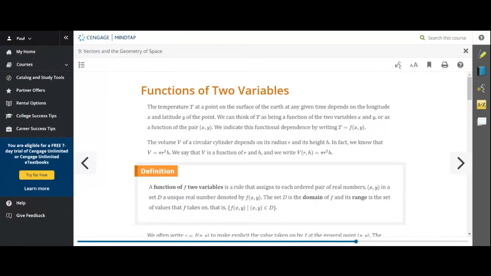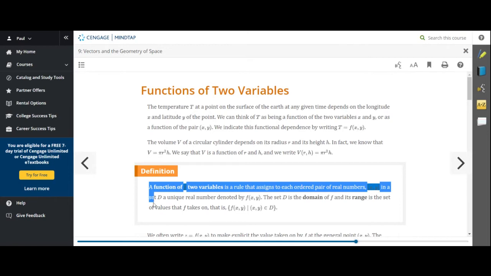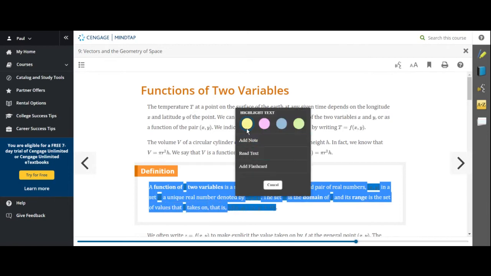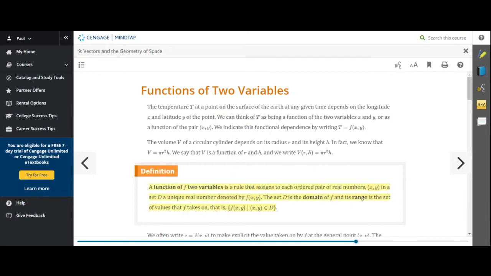Okay, so section 9.6 deals with functions and surfaces. A function of two variables. You're used to functions of one variable, a function of x. But now we have functions of x and y. We have functions of two variables.